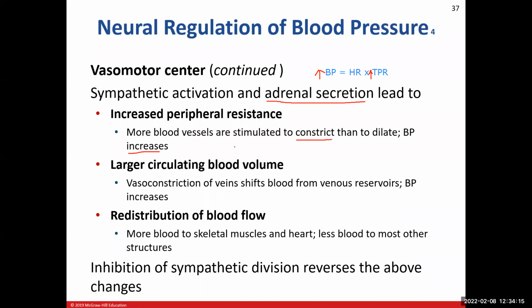And by doing so, when we cause that vasoconstriction, now we're going to move blood from our venous reservoirs. Remember, your veins act as a reservoir for blood. It'll sit there. Think about it. Right now, I've got tons of blood just sitting in my legs because I have not moved. But now when I start to move, I am going to move that blood back into circulation. And guess what? I'm going to increase my blood pressure.